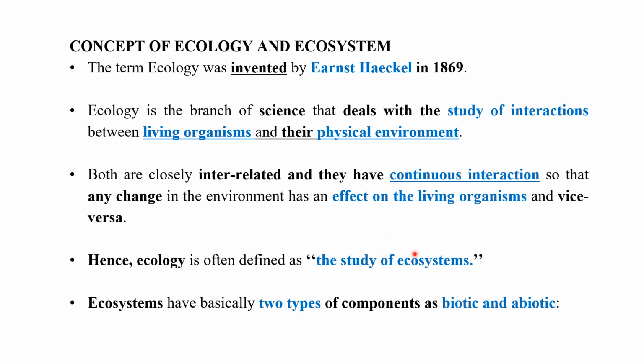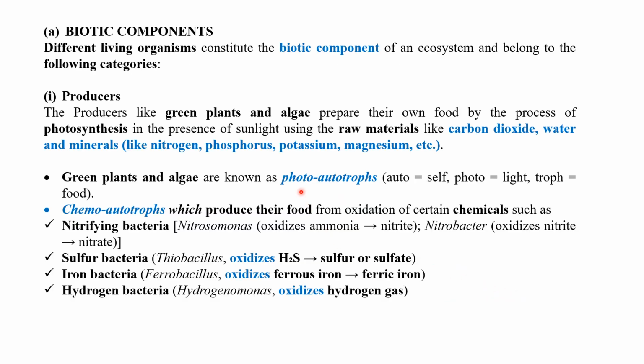An ecosystem has basically two types of components, biotic and abiotic. First we shall talk about the biotic components. Different living organisms constitute the biotic component of an ecosystem and belong to the following categories. The first biotic components are the producers. Producers like green plants and algae prepare their own food by the process of photosynthesis in the presence of sunlight, using raw materials like carbon dioxide, water, and minerals like nitrogen, phosphorus, potassium, magnesium, etc.